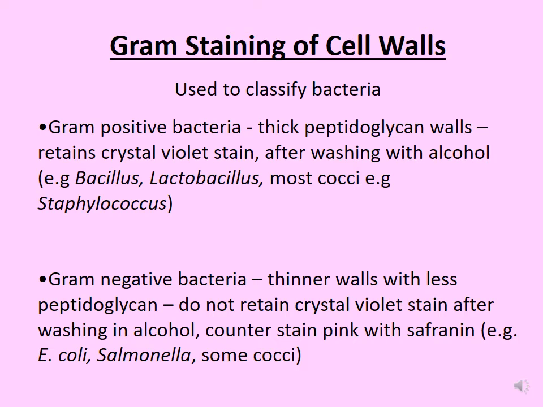Alternatively, the gram-negative bacteria will have thinner walls with less peptidoglycan in them. They have thinner walls with a surface layer of lipids instead for protection. These, however, do not retain crystal violet stain after you've washed them with alcohol, so we would use another stain to counter-stain them, called safranin. And examples of gram-negative bacteria with thinner walls are E. coli, Salmonella, and some other cocci species.